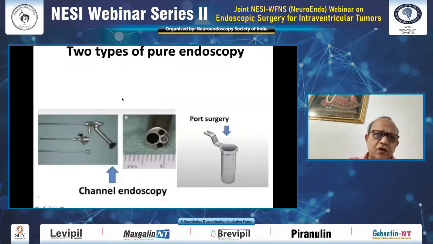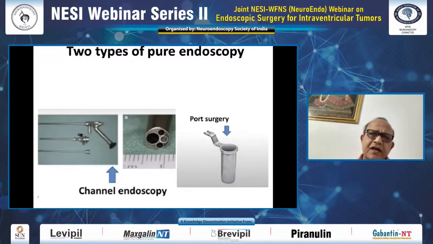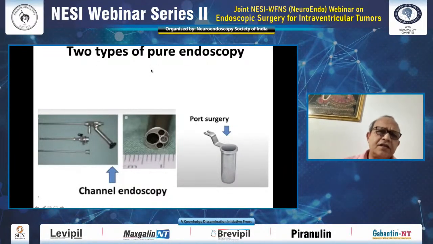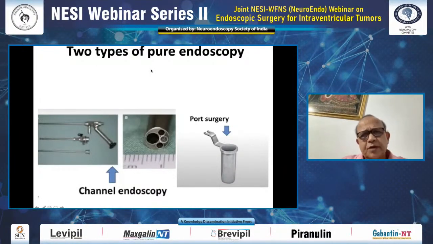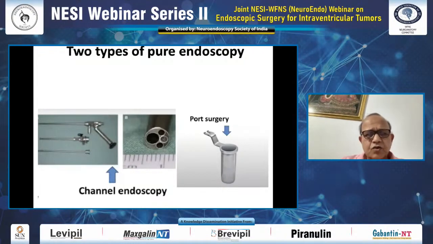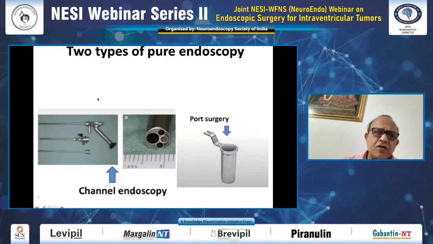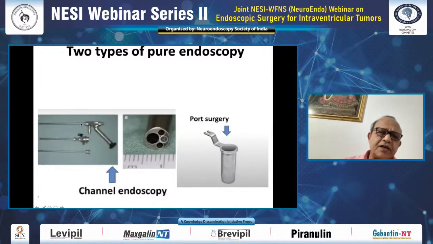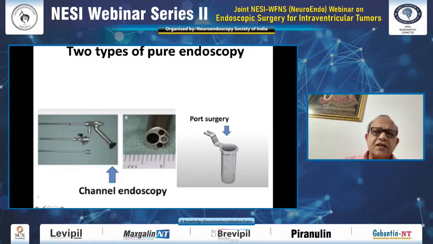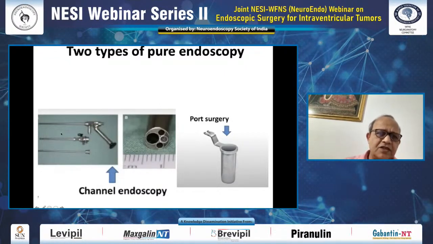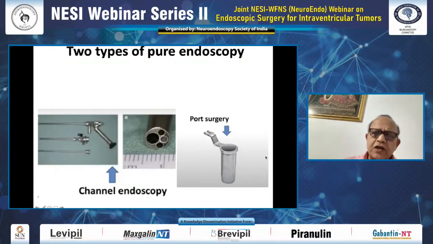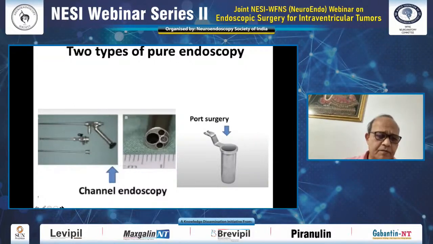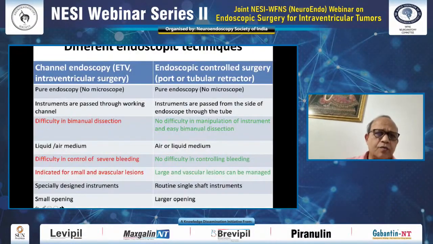Now, regarding the endoscopy, the beginner may get confused because sometimes we talk about how a lesion less than 2 centimeters should not be approached by endoscopy. It is true, but it is limited only when you use channel endoscopic surgery. That means when you are passing instrument through the working channel. So there is a channel endoscopy and there is a port endoscopy, or a tubular retractor can be used along with the endoscopic surgery.